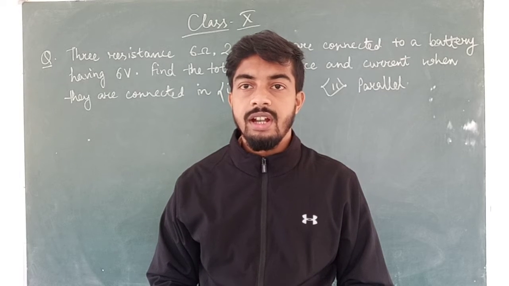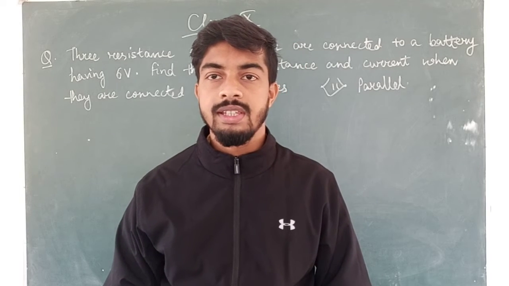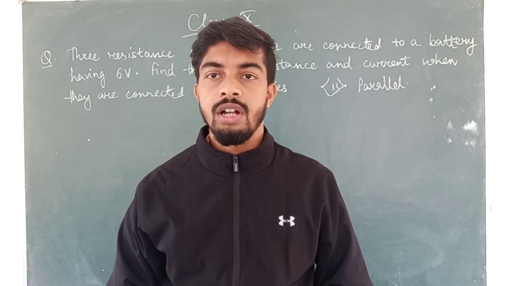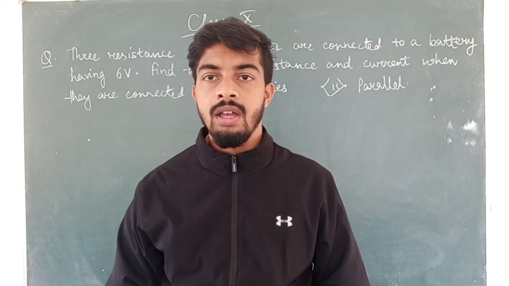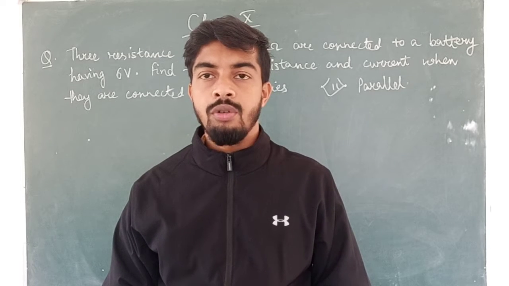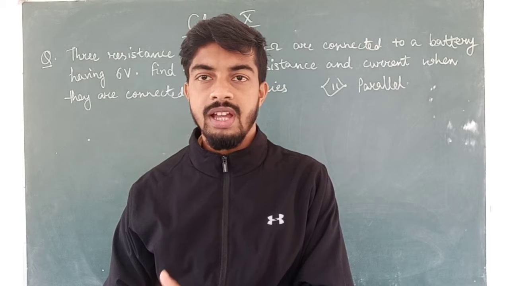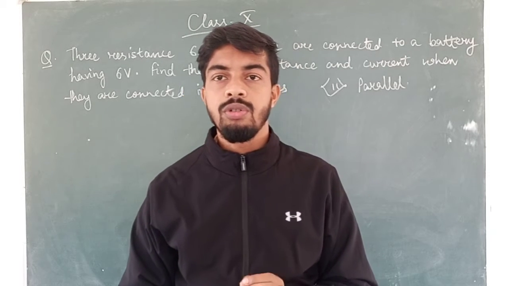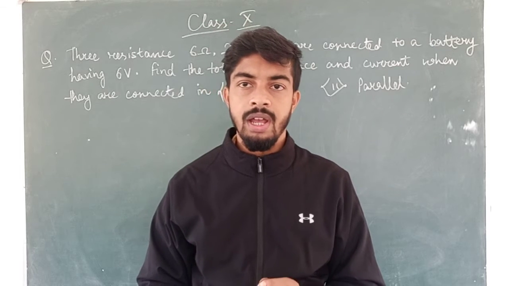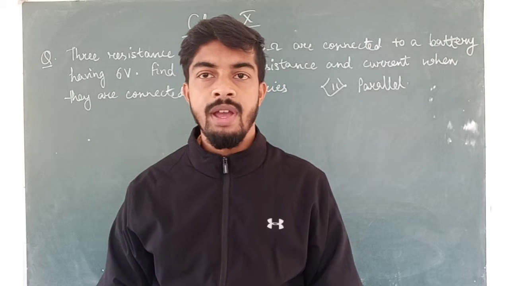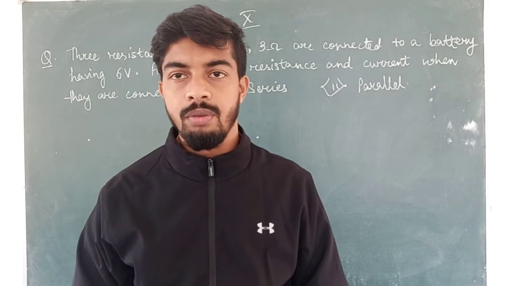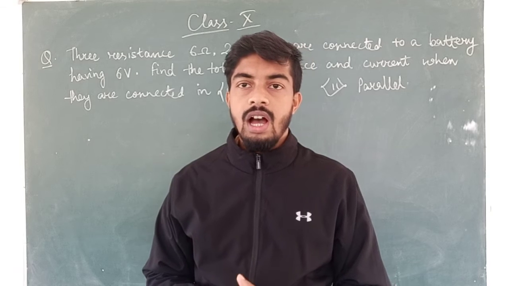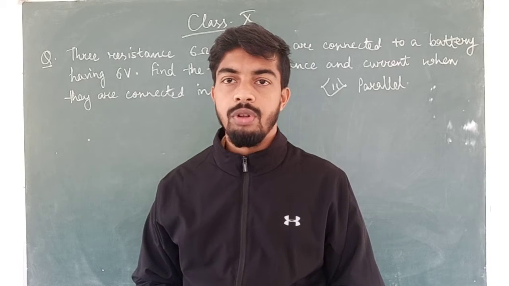So previously we studied the formulas of the series combination and the parallel combination. In series combination, the total resistance is given by R equivalent or R total equal to R1 plus R2 plus R3 plus R4 and so on. And for parallel combination, the total resistance is given by 1 by R is equal to 1 by R1 plus 1 by R2 plus 1 by R3, like this. So we will see how to use these formulas or where to implement them.